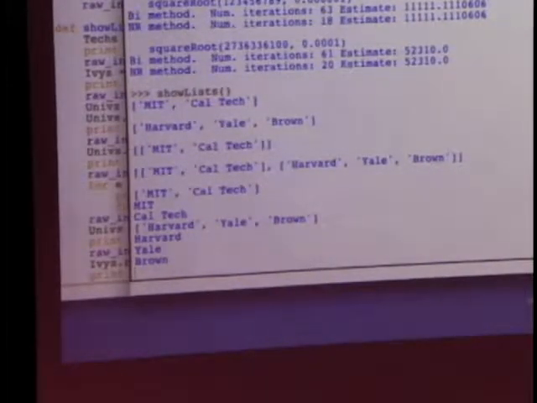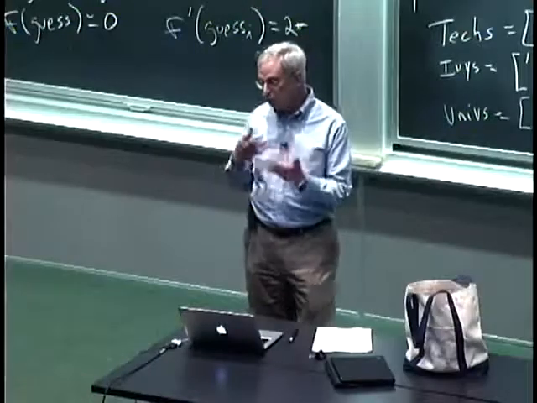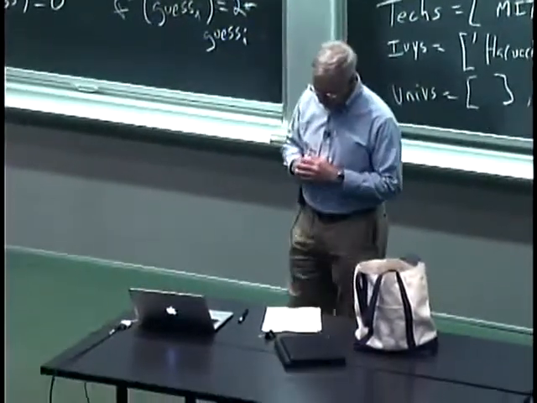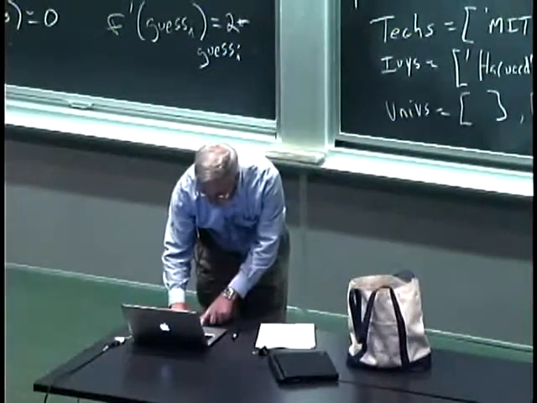It'll first print the list containing MIT and Caltech, and then separately the strings MIT and Caltech, and then the list containing Harvard, Yale, and Brown, and then the strings Harvard, Yale, and Brown. So we're beginning to see this is a pretty powerful notion, these lists, and that we can do a lot of interesting things with them.